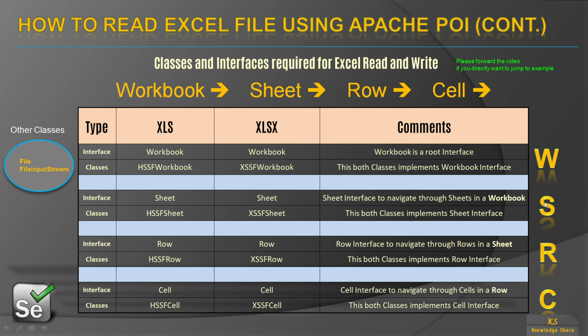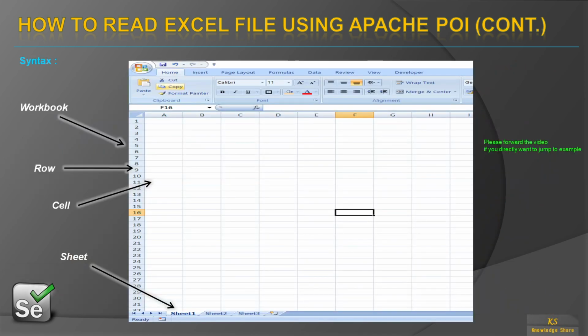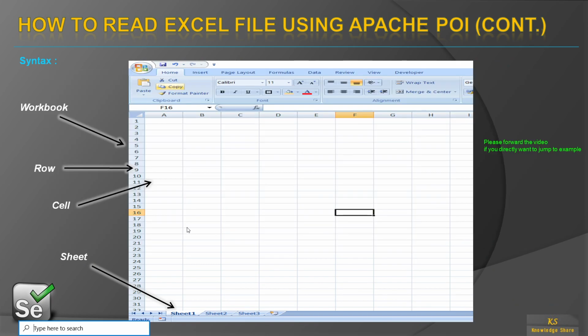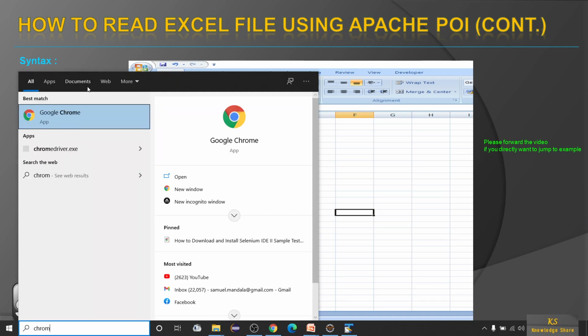Now I have given a shortcut here. If you see WSRC, you can easily memorize it: W for workbook, S for sheet, R for row, C for cell. SRC you can memorize as source. SRC is a structure for Maven, right? So you can remember WSRC so that you can easily write step by step without copy pasting, so that you will get some hands-on practice in coding. Okay, now let's quickly jump to it. Let me open Google and show you where you can find this Maven dependency.